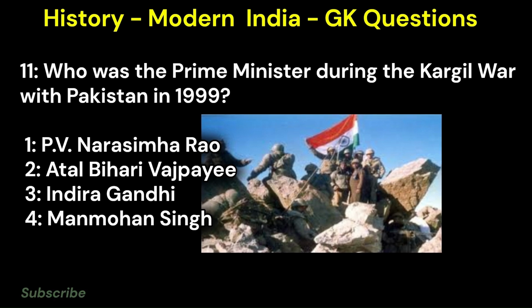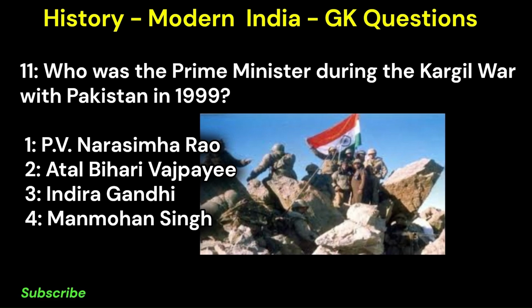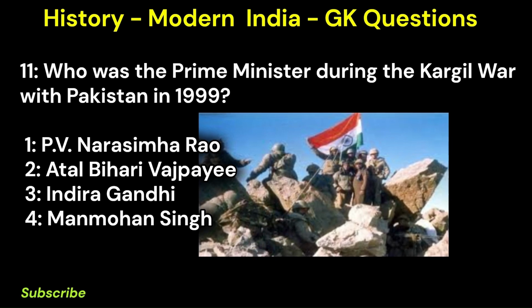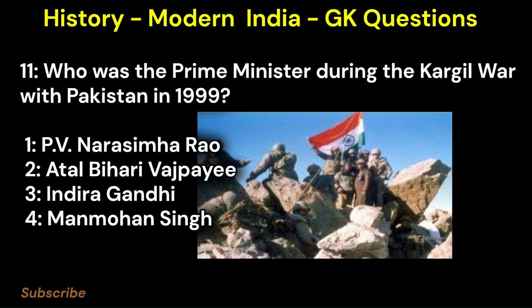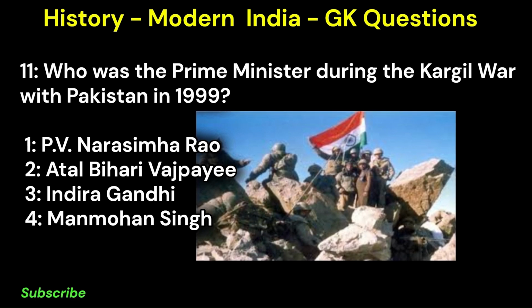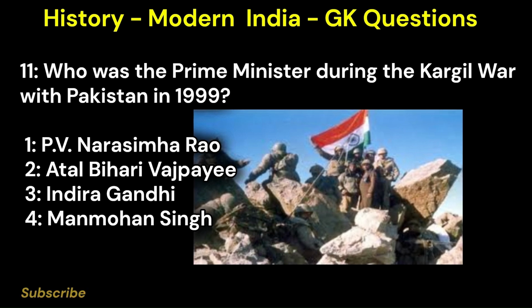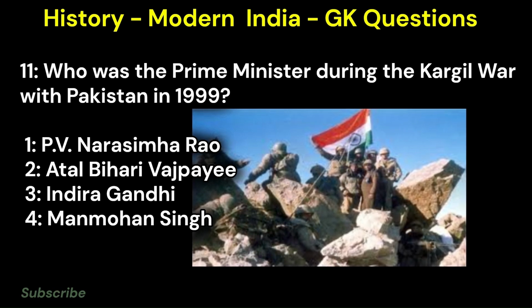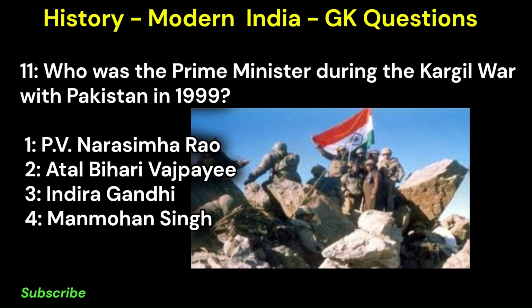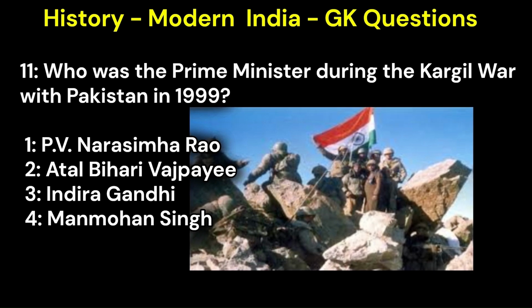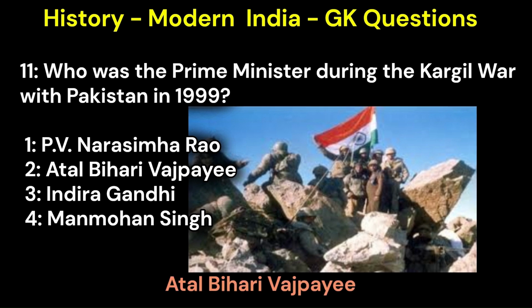Question number 11. Who was the Prime Minister during the Kargil War with Pakistan in 1999? The options are: Option 1, P.V. Narasimha Rao. Option 2, Atal Bihari Vajpayee. Option 3, Indira Gandhi. Option 4, Manmohan Singh. The correct answer is Atal Bihari Vajpayee.